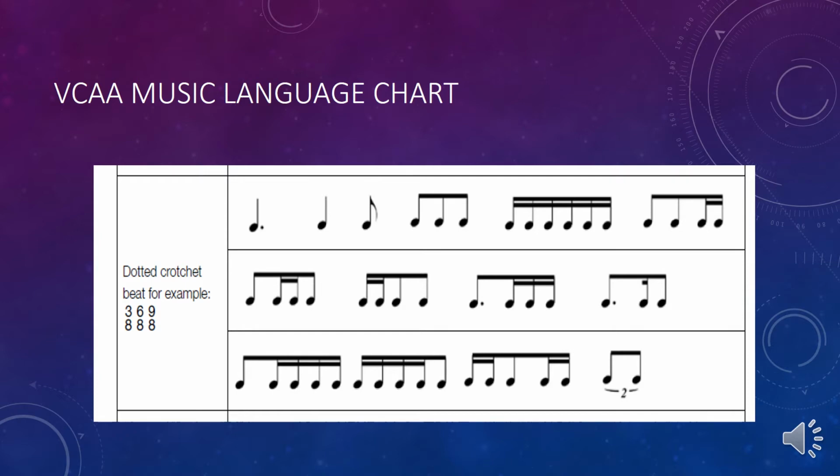Here we see that wonderful VCAA music language chart. We saw this one at the end of the first presentation I prepared. We ended, in fact, with compound time signature rhythms to transcribe in that presentation. Here we are again dealing with compound time signatures or dotted crotchet beat time signatures, again with a vengeance. We will, in fact, begin with a 6/8 time signature, move on to 3/8 and 9/8 time signatures, and then at the end of this presentation return to a simple time signature again.